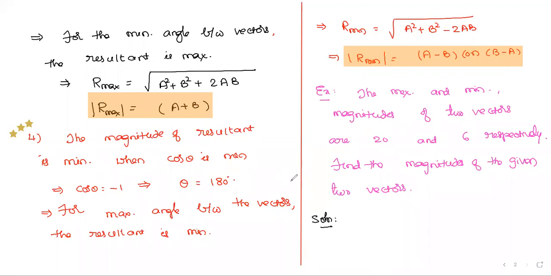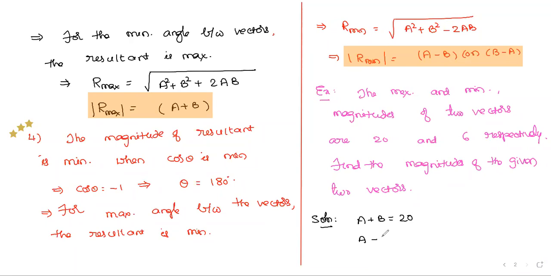Exactly. Right. So the maximum and minimum magnitudes are given as 20 and 6. Maximum is A plus B, so A plus B is given as 20. And minimum magnitude is A minus B or B minus A, anyone you can take. Suppose A minus B is 6. Srivatsa, you took the two equations correctly, but the answer is wrong.